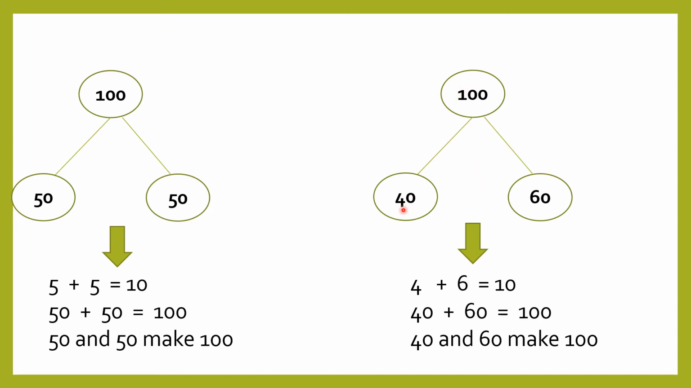Okay, so how would you do 100 minus 40? You know that 40 plus 60 is 100. How? 4 plus 6 is 10, so 40 plus 60 is 100. How would you do 100 minus 40? You can do it like this. What is 10 minus 4? 10 minus 4 is 6. So 100 minus 40 is 60. Similarly here, I know that 5 plus 5 is 10, so 50 plus 50 is 100. And what is 100 minus 50? How would you do 100 minus 50? 10 minus 5 is 5. So 100 minus 50 is 50.